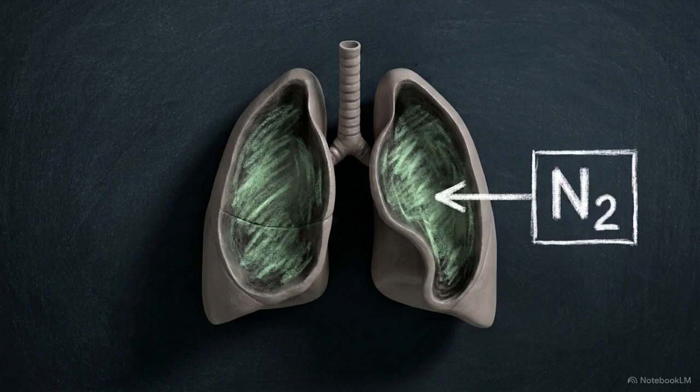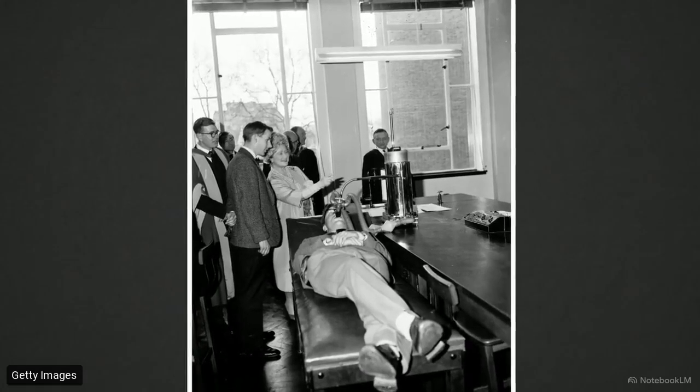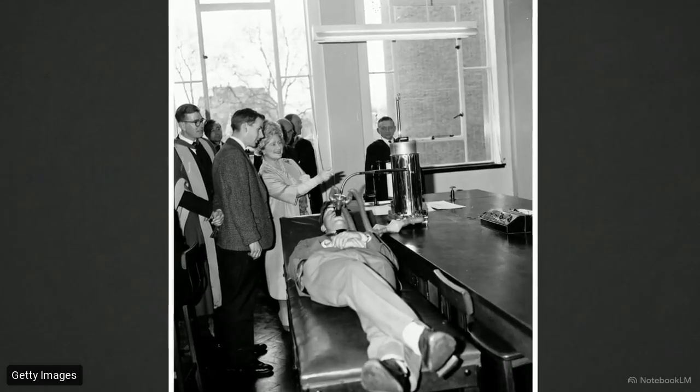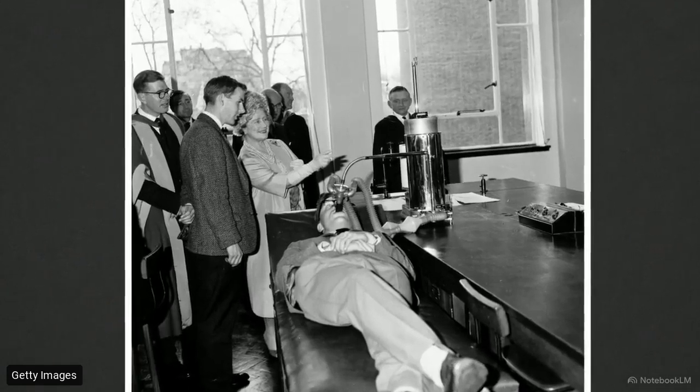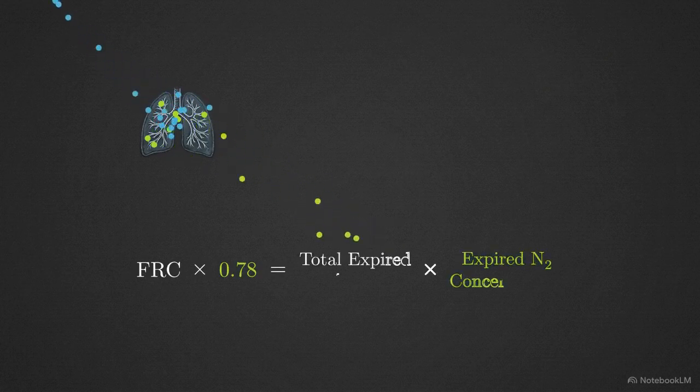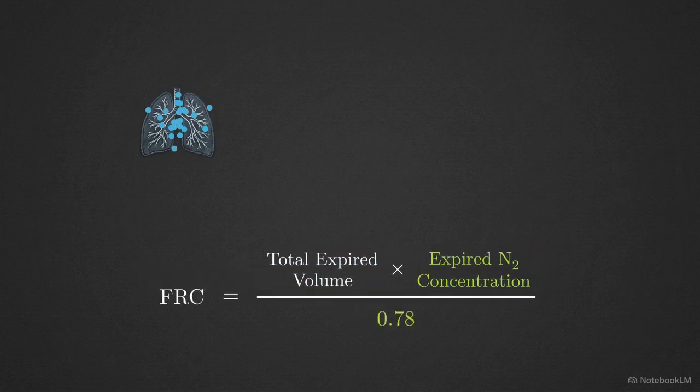A patient's resting FRC naturally contains roughly 78% nitrogen, mimicking the composition of room air. To perform a nitrogen washout test, the patient breathes 100% oxygen through a closed mask, washing the nitrogen out of their lungs entirely. This schematic visualizes the math. The FRC multiplied by 0.78 equals the total expired volume times the expired nitrogen concentration. Since the gas analyzers give us three variables, we isolate FRC algebraically to solve for the missing volume.